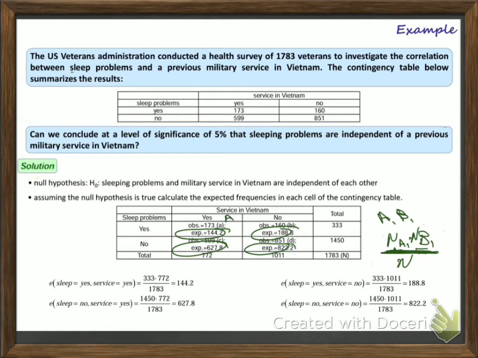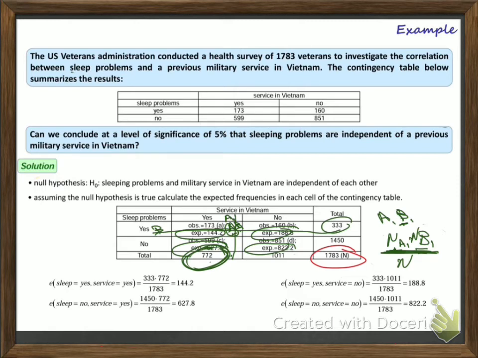For example, if I have this A1 and this is B1, so this cell is A1, B1. So how to calculate the expected value? The sum of column A1 will be multiplied by the sum of B1, which is 772, times 333, divided by the overall n. So for each cell I have to do the same thing.